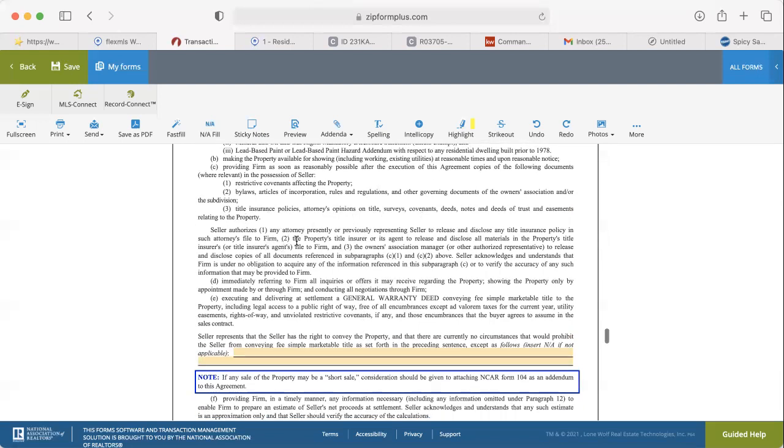This gives a closing attorney permission to use a previous title insurance policy to get a better rate for the buyer. This also gives them permission to access information from the homeowners association.